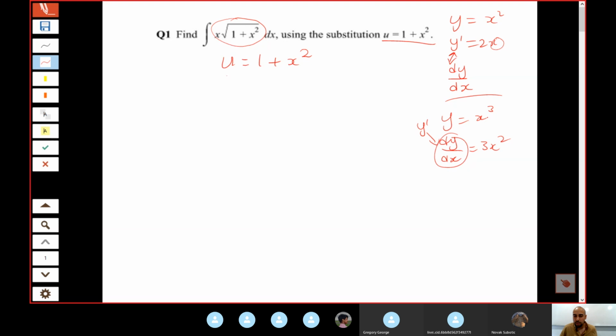Now what I am allowed to do, just using basic algebra, instead of having the dx on this side, is multiply it across and have it on this side. Do you all agree with that? Yeah. Okay, and that's pretty much what we're going to do.